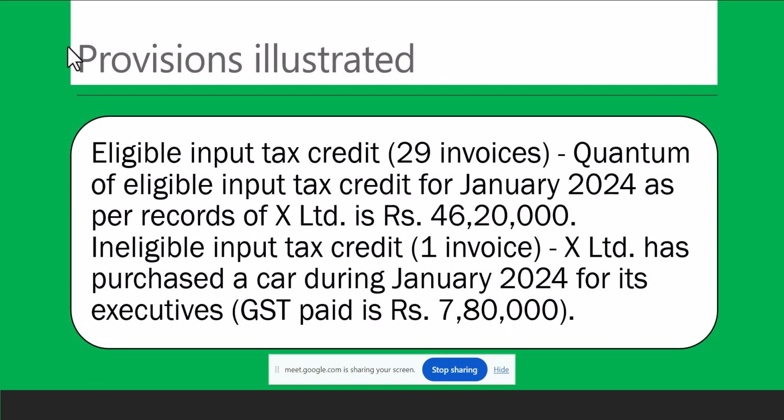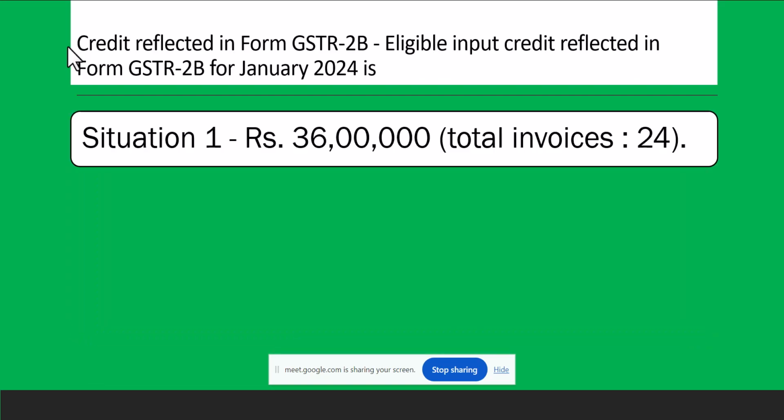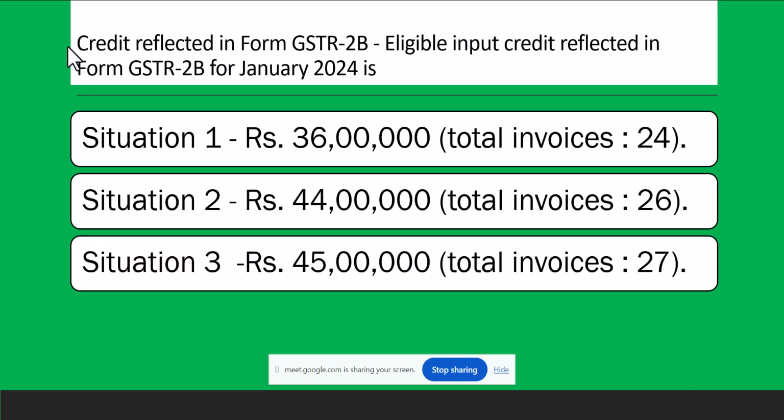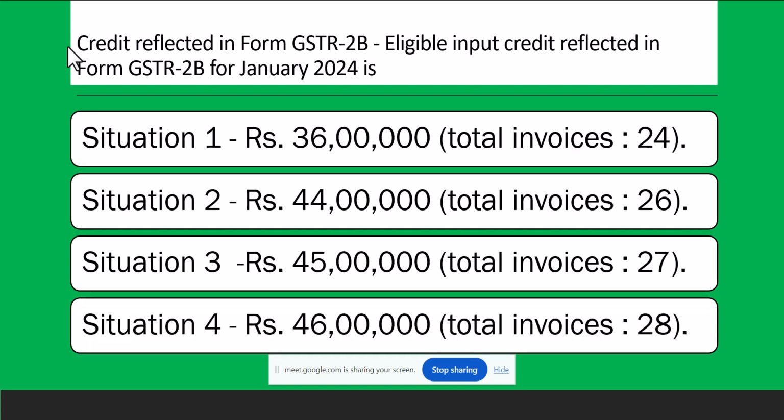46 lakh 20,000. So 46 lakhs 20,000 minus 36 lakhs. So that is only eligible. Okay, so let's go back. 44 lakhs. Then the third case is 45. Fourth case is 46. So these can be various situations. Okay, so we are just trying to see that under each situation what will be his eligible credit.